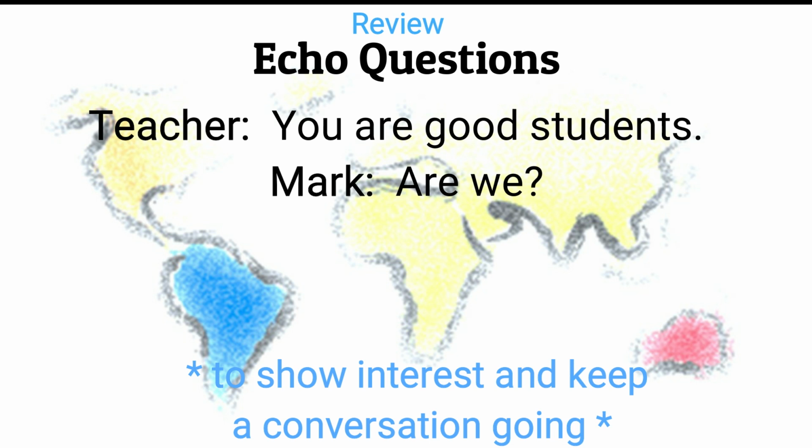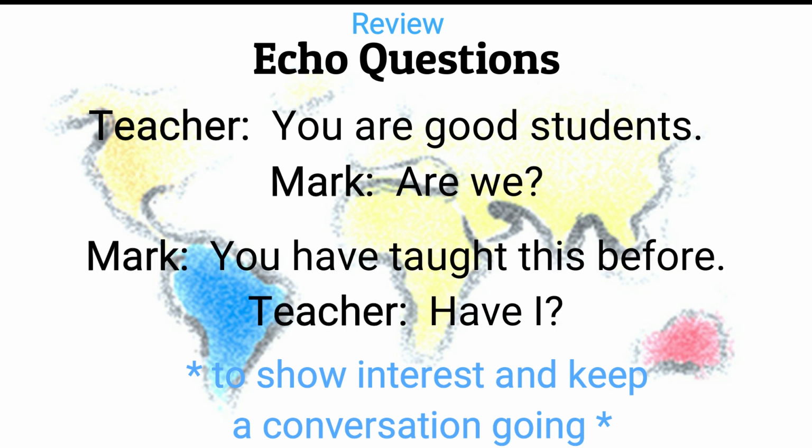The teacher says, "You are good students." And Mark asks, "Are we?" Using the verb to be in the present tense, we look at who our subject is. Because the statement is the you form, we can imagine it's the collective you. So Mark, probably one of the students, asks in the first person plural. Then Mark says, "You've taught us this before." And the teacher responds, "Have I?" Using the present perfect, the declarative that Mark makes is using the subject you. So the teacher responds in the subject I, the first person singular.